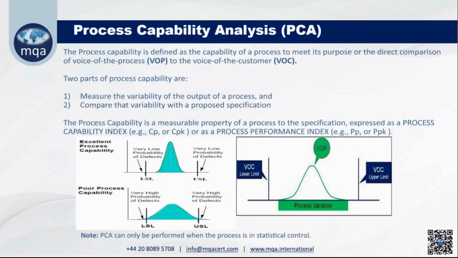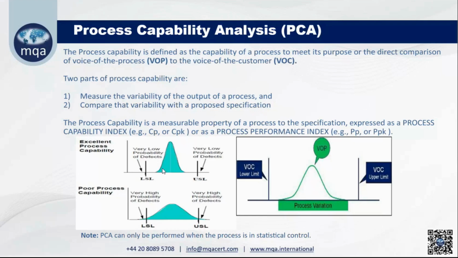Now process capability. Process capability is defined as the capability of the process to meet the purpose, or a direct comparison of the voice of process and the voice of customer. What is voice of customer and voice of process? Voice of customer is basically the drawings and specifications provided by the customer. Voice of process is what we actually see on the trend. So there are two parts of capability: measure the variability, and compare that variability with the proposed outcome, like LSL and USL.